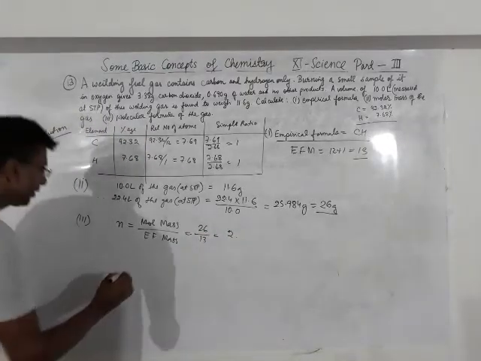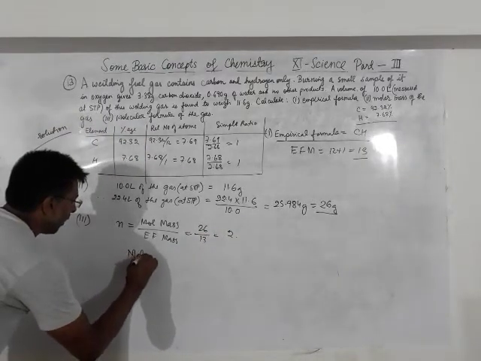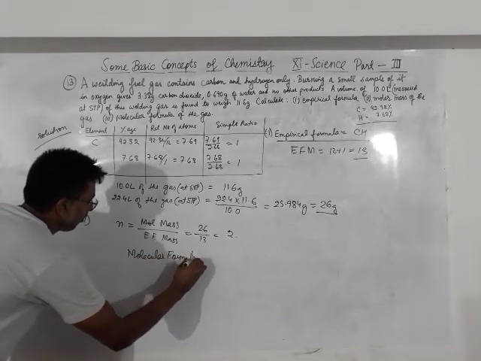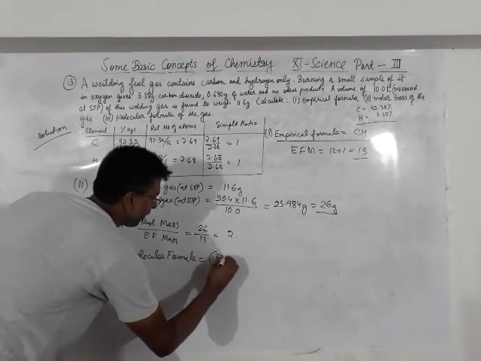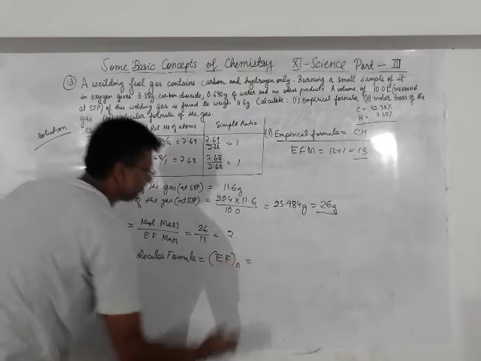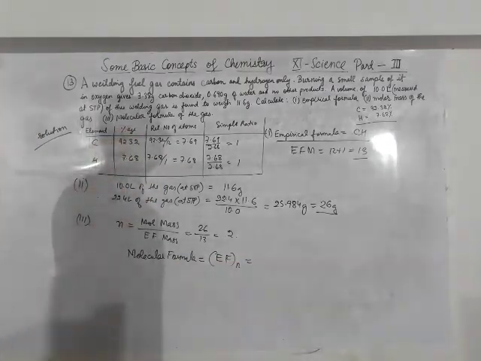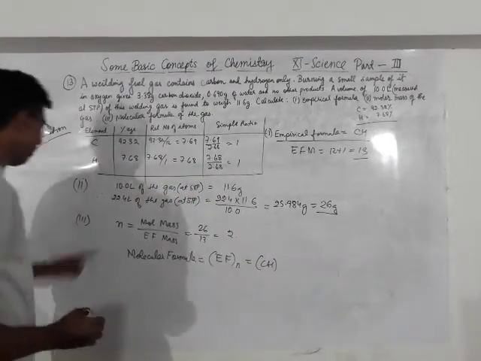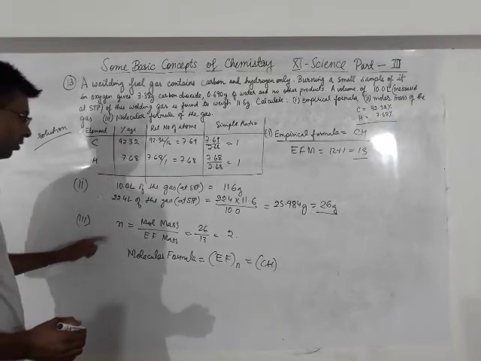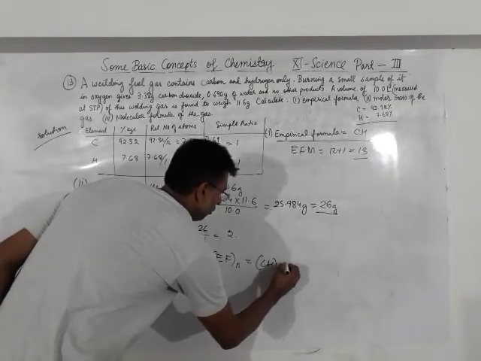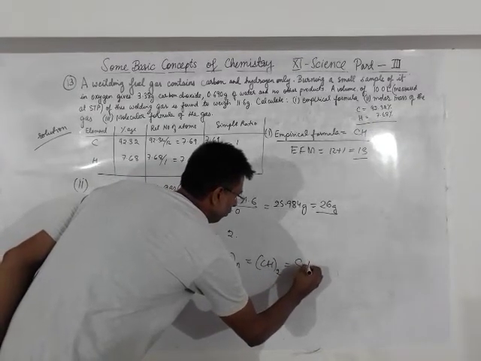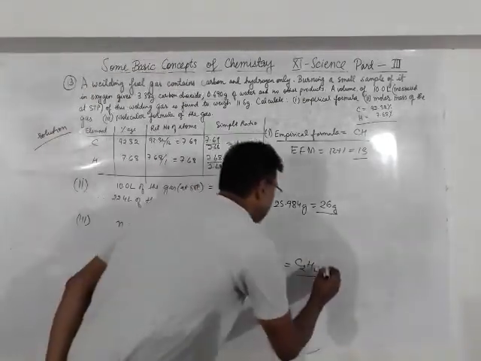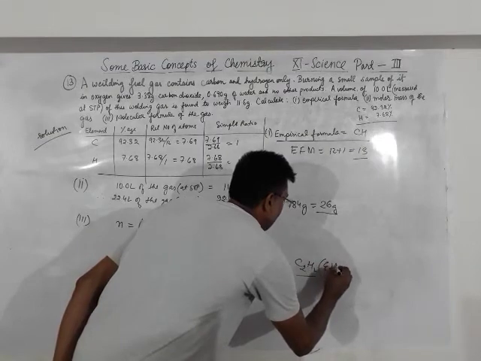Therefore, my dear students, the molecular formula is equal to the empirical formula raised to n. The empirical formula is CH, so it is CH to the n. The value of the factor n is 2. So we get the answer C2H2. This C2H2 is nothing but ethyne.